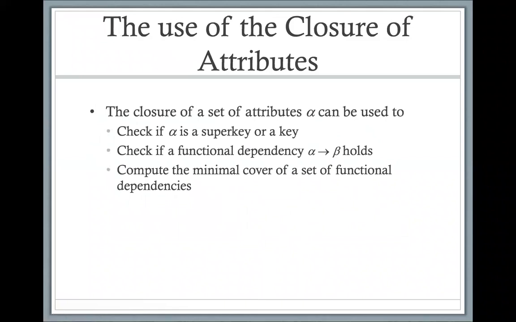What is the use of this closure? Why are we computing the closure of a set of attributes alpha under some functional dependencies? It can be used to determine whether alpha is a super key or a key. It can be used to determine if a functional dependency alpha determines beta holds. It can be used to compute what is called the minimum cover of a set of functional dependencies.